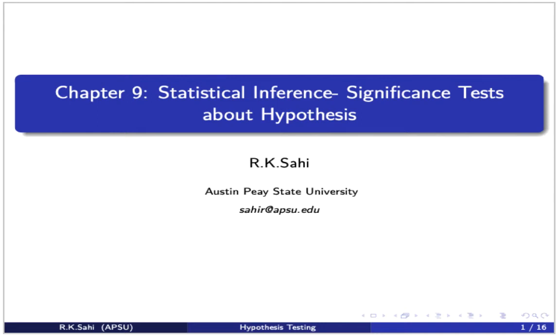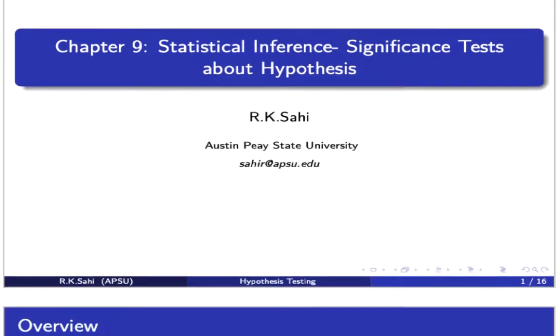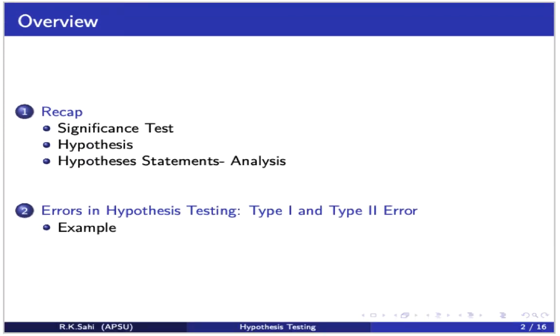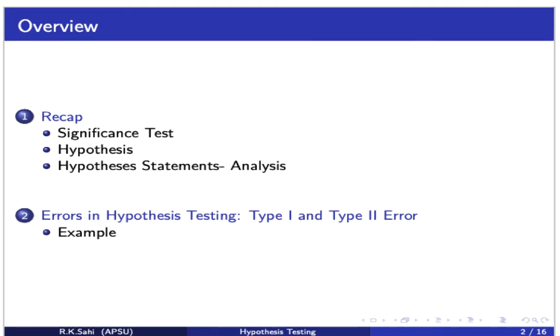Hello everyone. In this second session on significance tests about hypotheses, we will be looking at how errors crop up when we do these hypotheses, and we'll try to understand them. So, before we start and look at those errors, let's have a quick recap of the terminology we have learned. We'll talk about a significance test, its relevance, the meaning of hypothesis, and one simple example of hypothesis writing too.